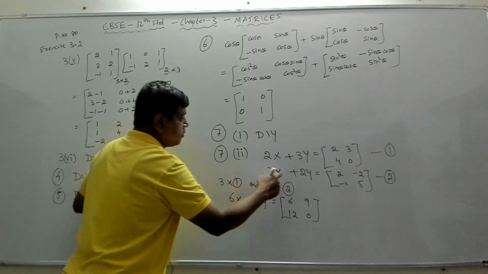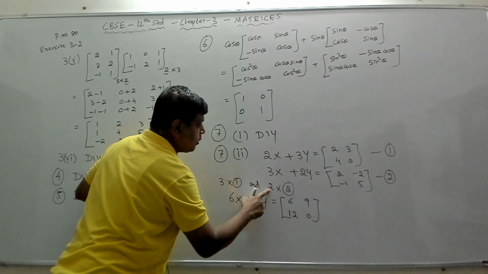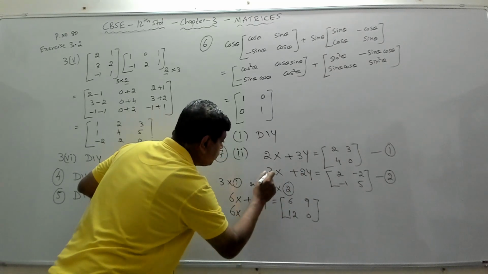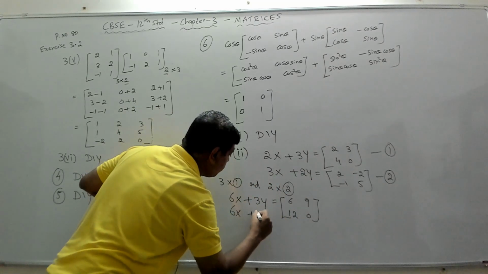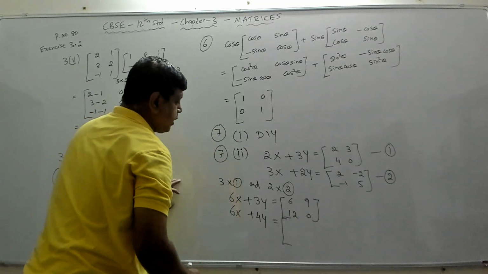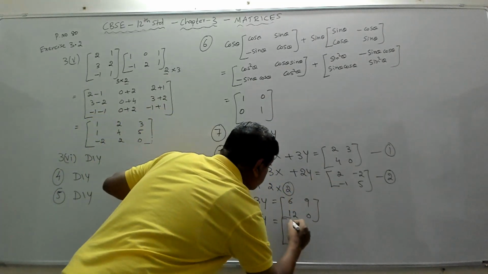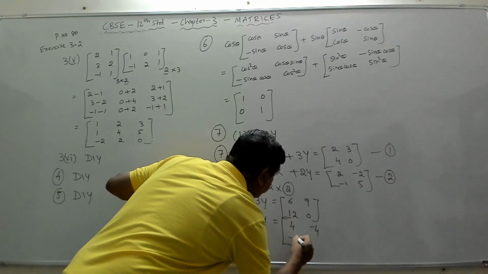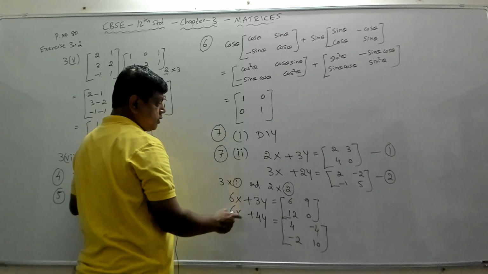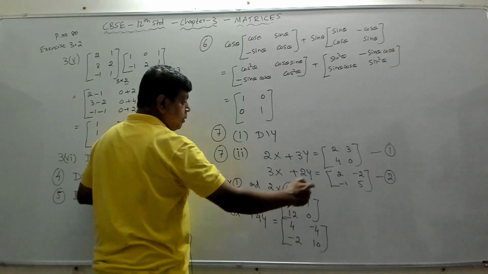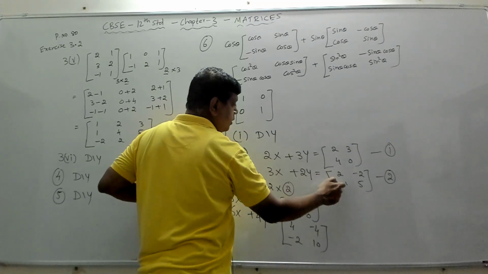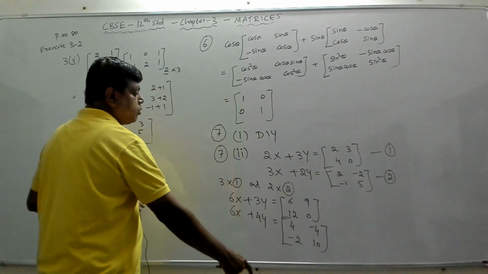And the second equation we are going to multiply by 2. So 3 into 2 is 6x, then 2 into 2y is 4y equal to, now again I have to multiply each element with 2. So it will become 4, -2 and 10. Multiplying this matrix with 2 means every element in this matrix will be multiplied by 2. So you get this.